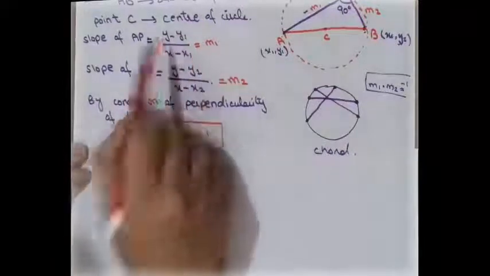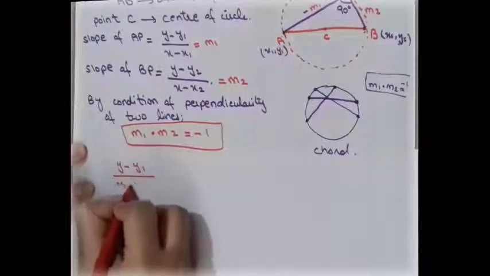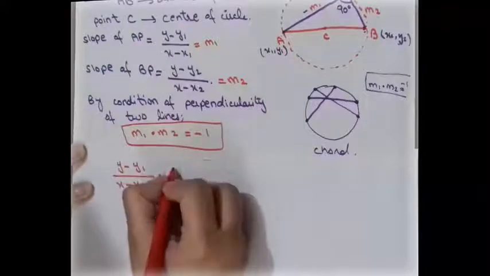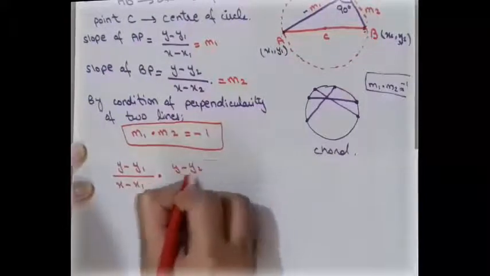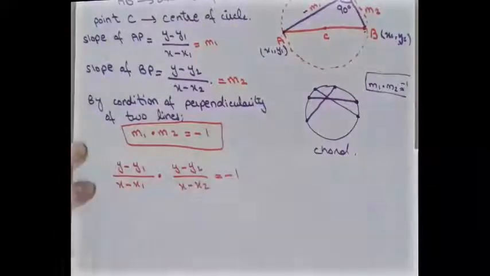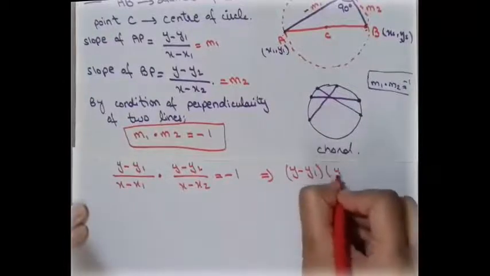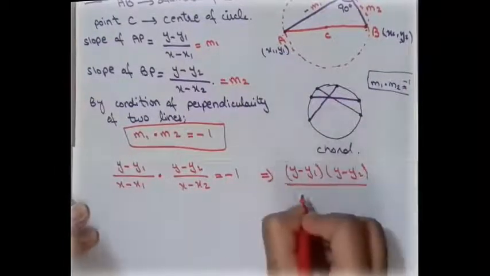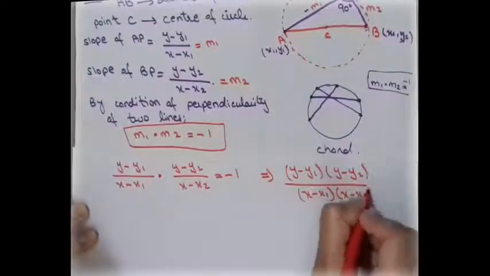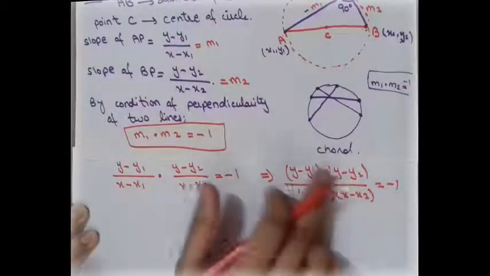So we have a value of m1, which is (y minus y1) divided by (x minus x1), that we already computed. Multiply it with the slope of another line, which is (y minus y2) divided by (x minus x2), which equals -1. We write it as (y minus y1) multiplied by (y minus y2), divided by (x minus x1) multiplied by (x minus x2), which equals -1. So here we do a cross multiplication.